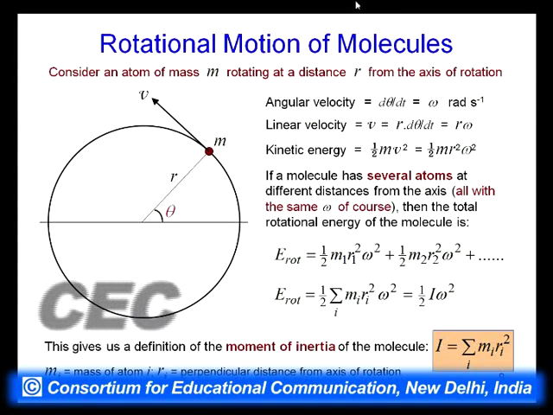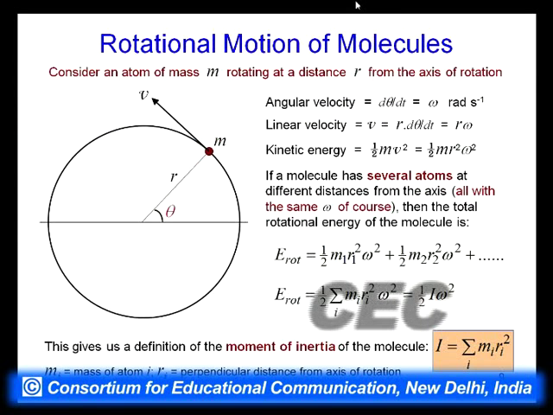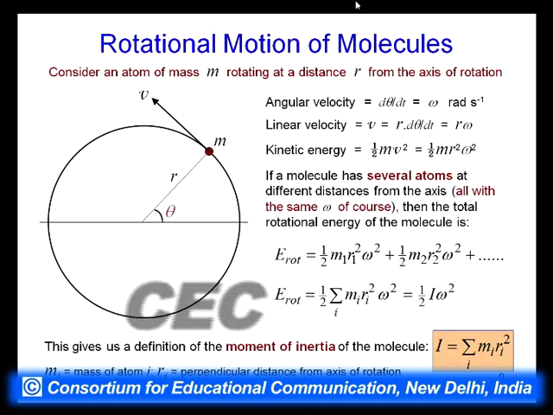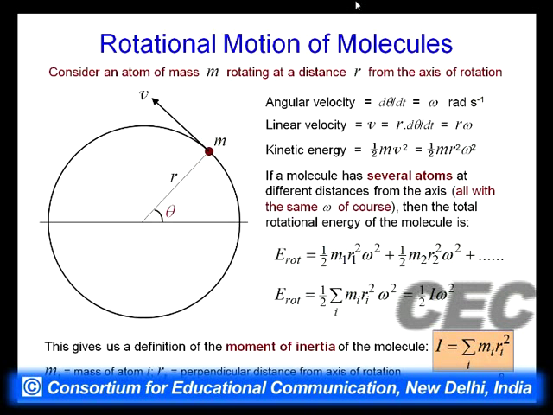The tangent to this is the linear velocity, which is given by r d theta by dt, or r omega. So the kinetic energy, which is half mv square, as we know, the rotational kinetic energy is given by half m r square omega square, that we have all applied from this.